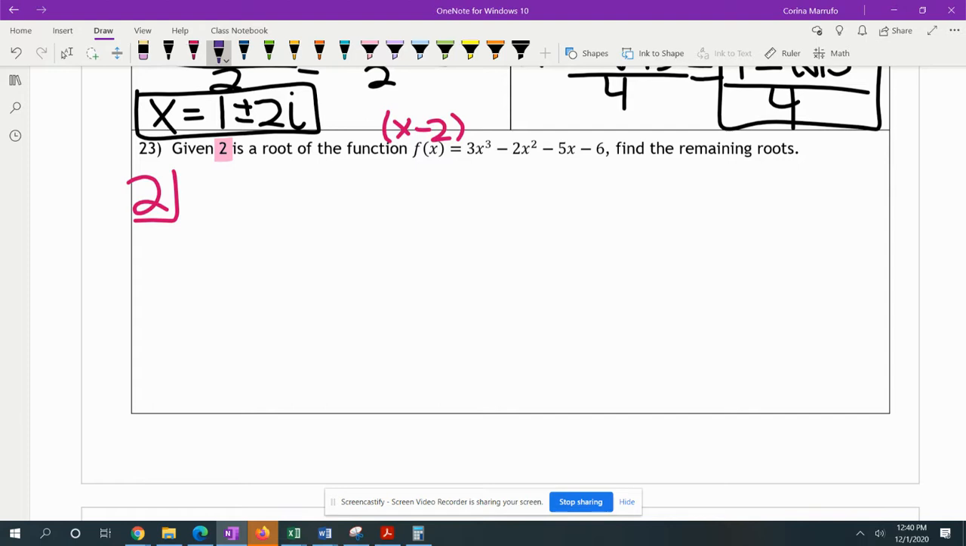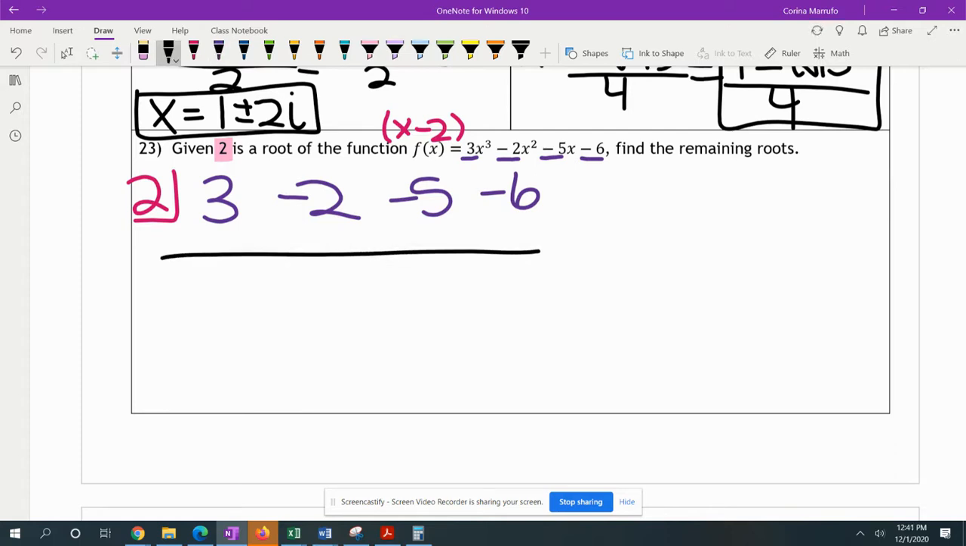In turn, when you put it in the little box, you have to put in the opposite sign. Then you write down the coefficients here, making sure that they are in standard form. So x to the third power, x squared, x, and minus 6. Now, also, we need to make sure that we have all of the terms and don't need to fill in any zeros. Okay, so once we do that, we go ahead and start off by dropping the 3. Then 2 times 3 is 6. Then we add negative 2 plus 6. That gives us a positive 4.